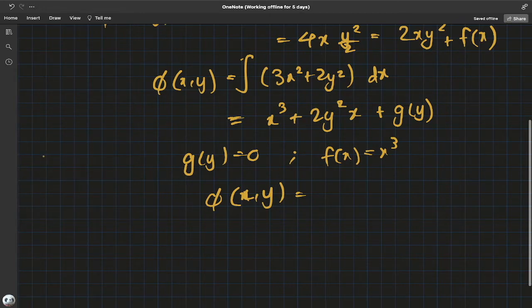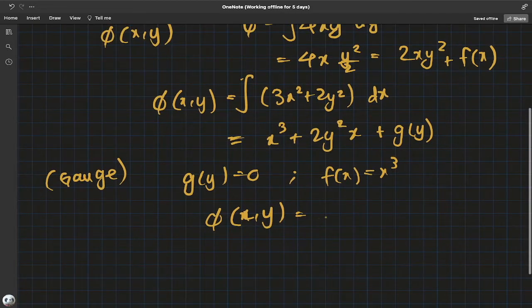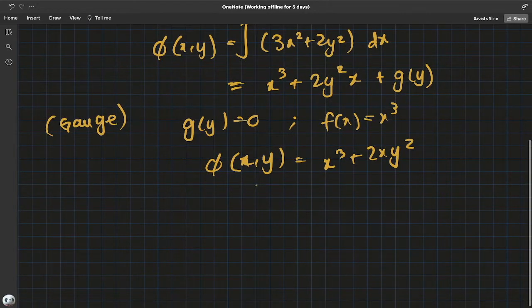You can think of this as gauge fixing. This will be an important concept soon when I do the Wronskian, or when I talk of something like Coulomb's law in physics. So we have x cubed plus 2x y squared as our phi, and you can check this satisfies our differential equation.